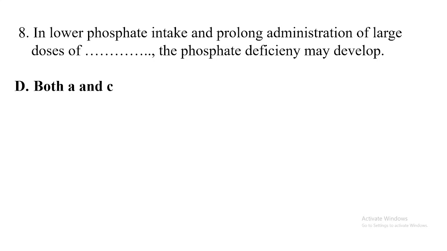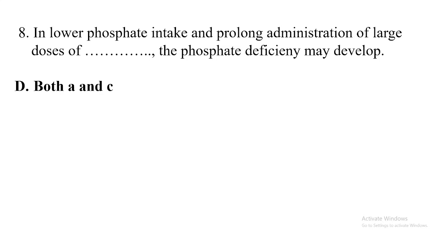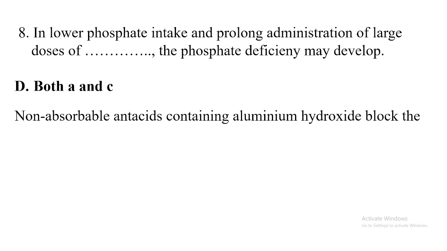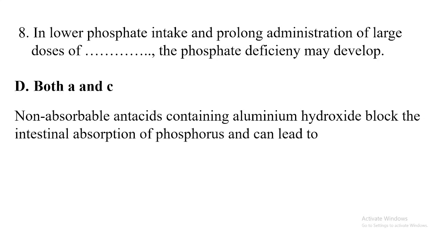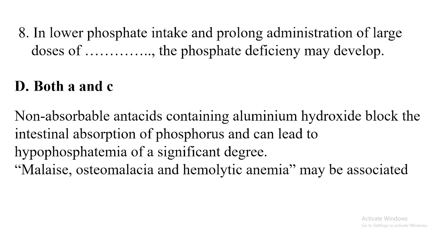Both aluminum hydroxide gel and calcium carbonate can cause phosphate deficiency if there is lower phosphate intake. The non-absorbable antacids containing aluminum hydroxide block the intestinal absorption of phosphorus and can lead to hypophosphatemia of a significant degree. Malaise, osteomalacia, and hemolytic anemia may be associated with hypophosphatemia.